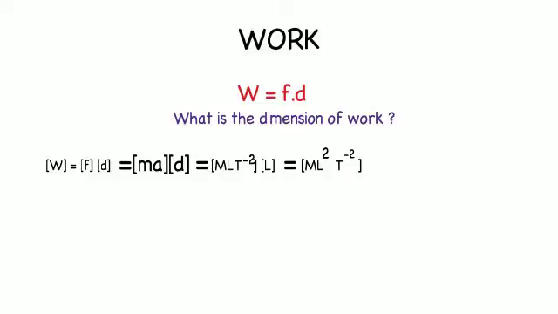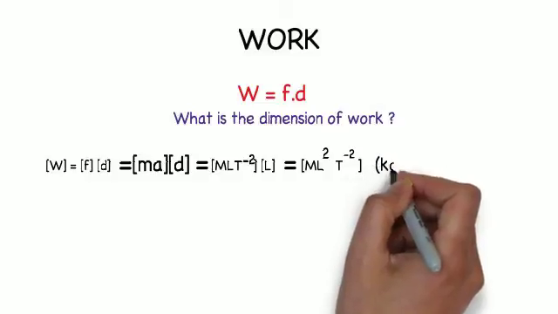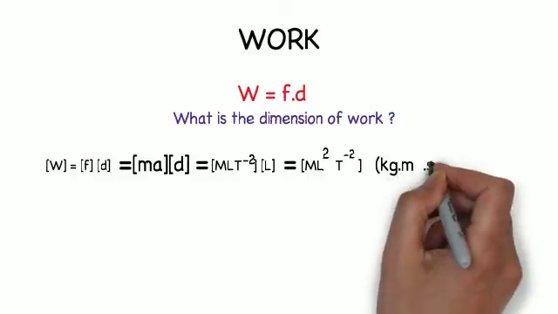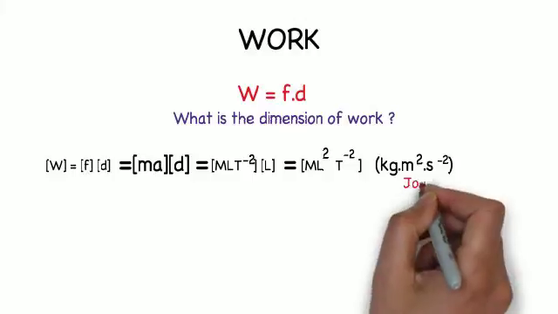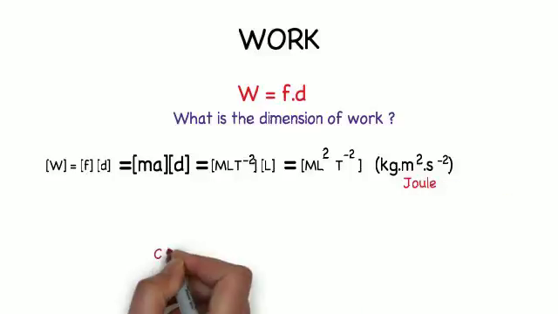The second question that we want to ask is, what is the unit of work? This is very simple to answer. All we have to do is substitute units of corresponding dimensions. In the SI system, the unit of mass is kg, and there are 2 powers of length, so we will have meter square, and 2 inverse powers in time, so we will have per second square. So 1 kg meter square per second square is defined as 1 joule in the SI system.